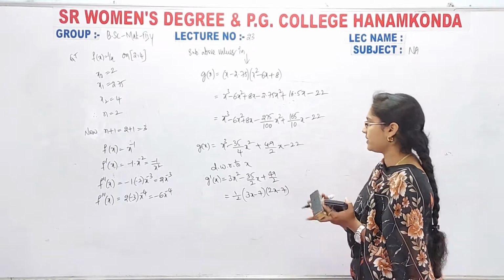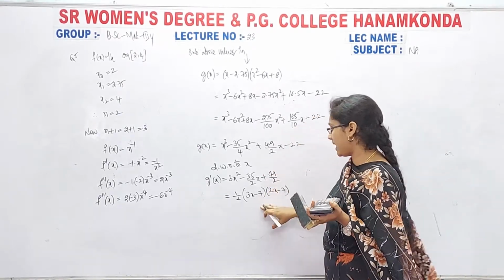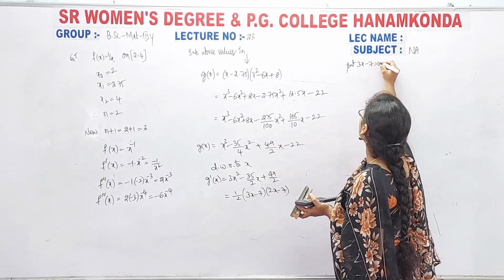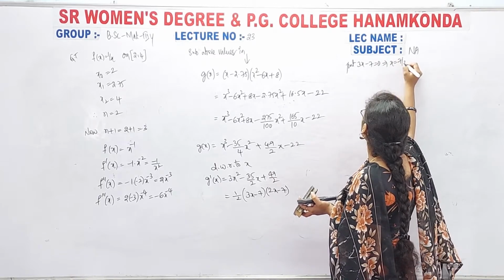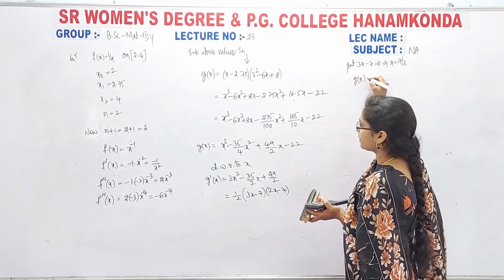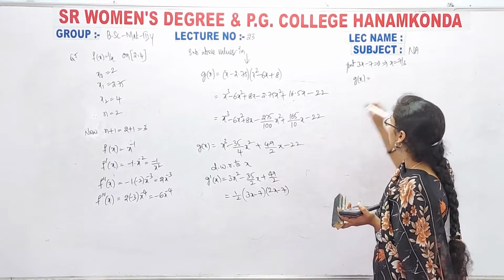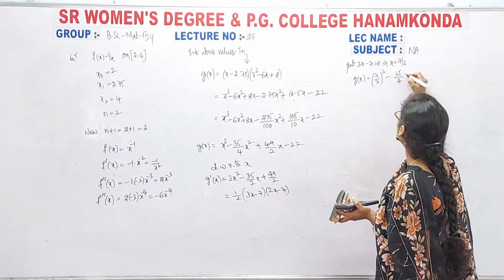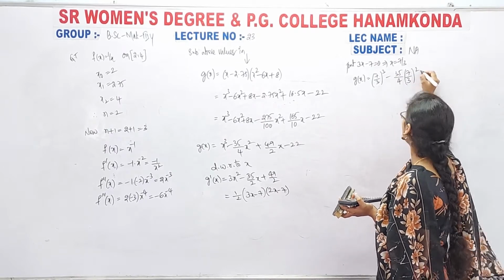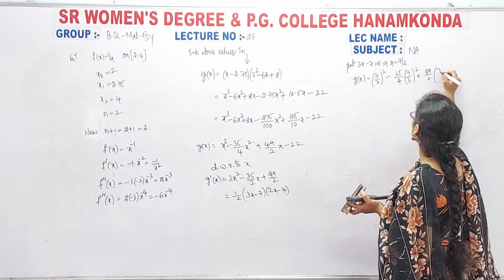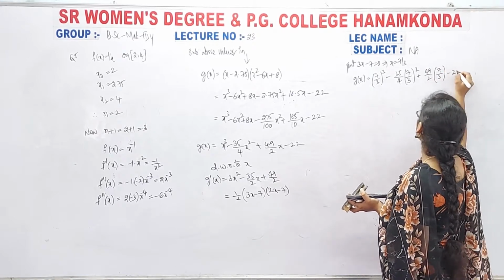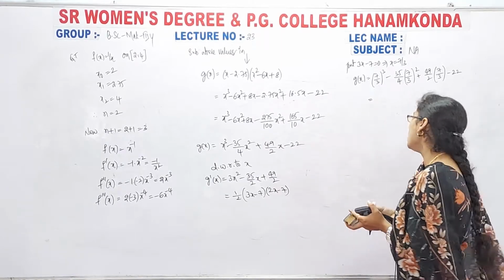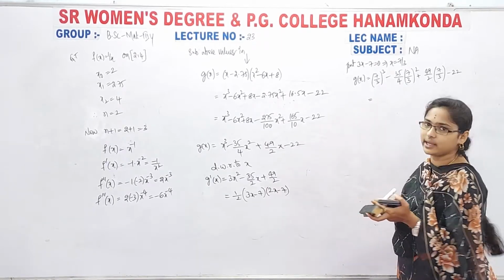From the g dash of x we calculated the value of x. Now put 3x minus 7 equal to 0, therefore x is equal to 7 by 3. Then what is the value of g of x? G of x is nothing but (7 by 3) whole cube minus 35 by 4 into (7 by 3) whole square plus 49 by 2 into 7 by 3 minus 22. They got the answer in fractions, so simply I am going to calculate in decimals.